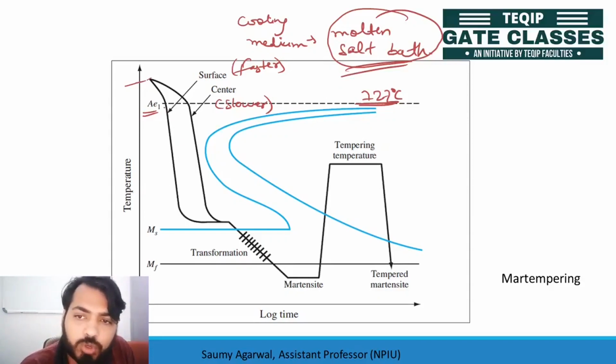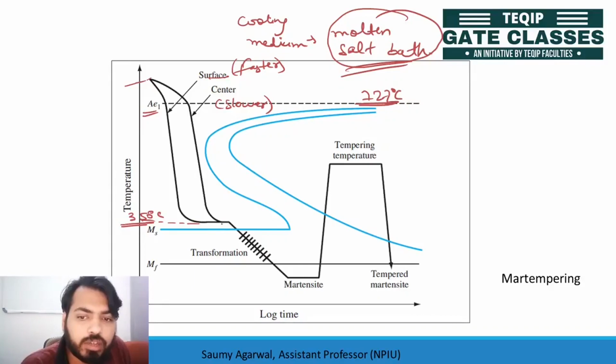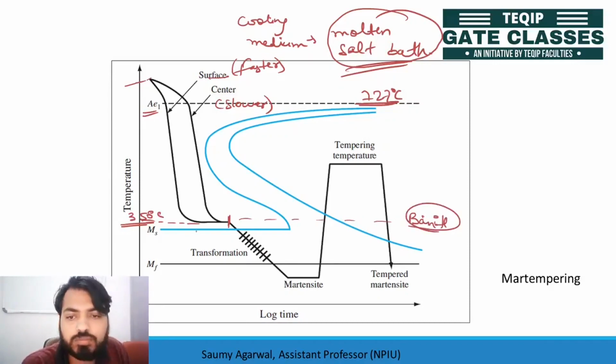Now you have to cool this, and the cooling should be done just above the martensitic start temperature, which is approximately 350 degrees Celsius. Then you will hold the temperature till the surface temperature and the center temperature become equal. At this point, where the surface and center temperatures have become equal, you will not allow it to transform into bainite. You do not have to allow it to transform into bainite.